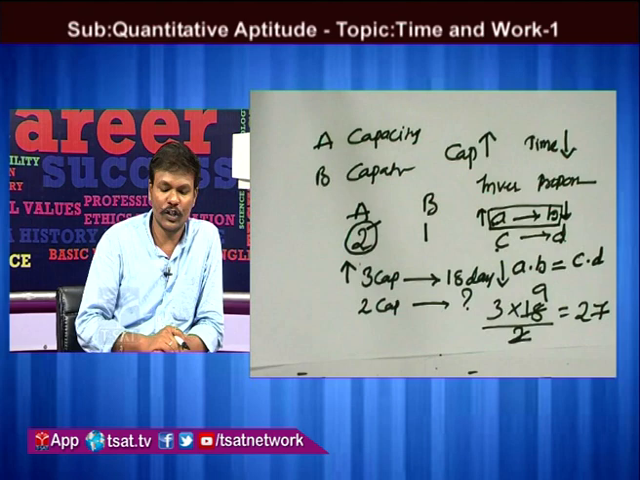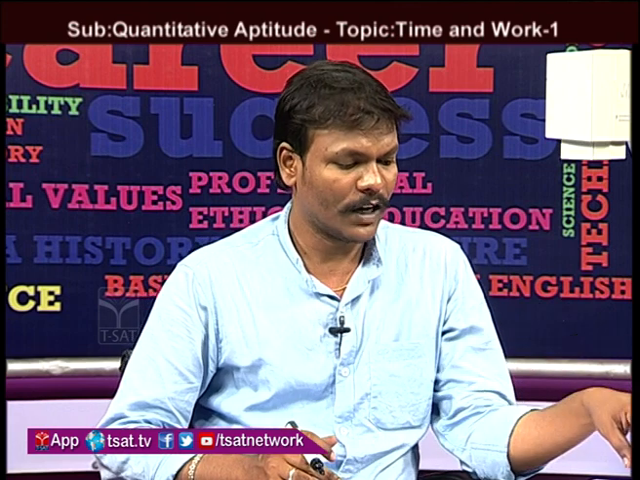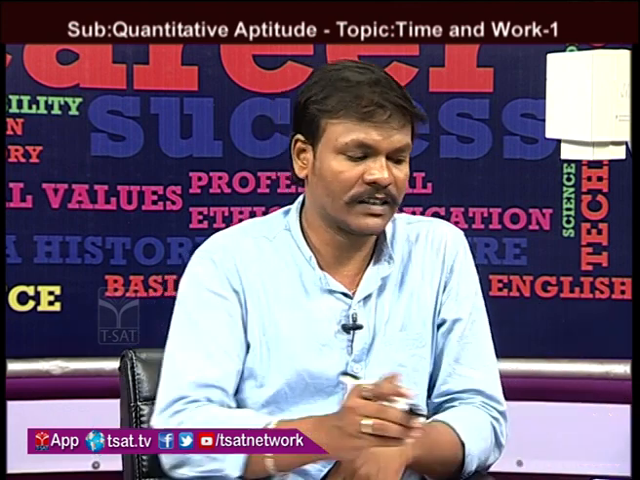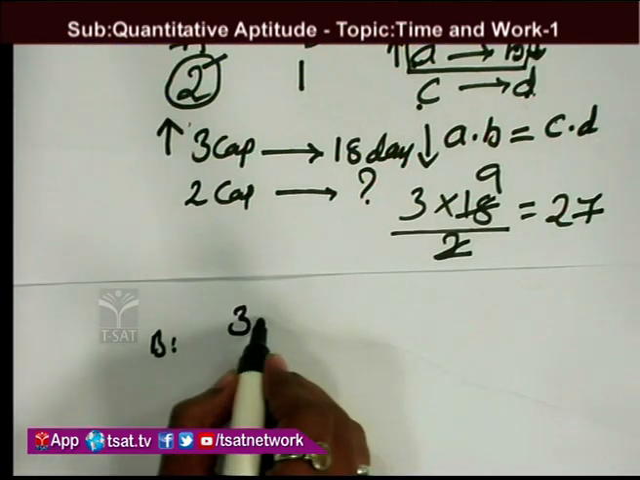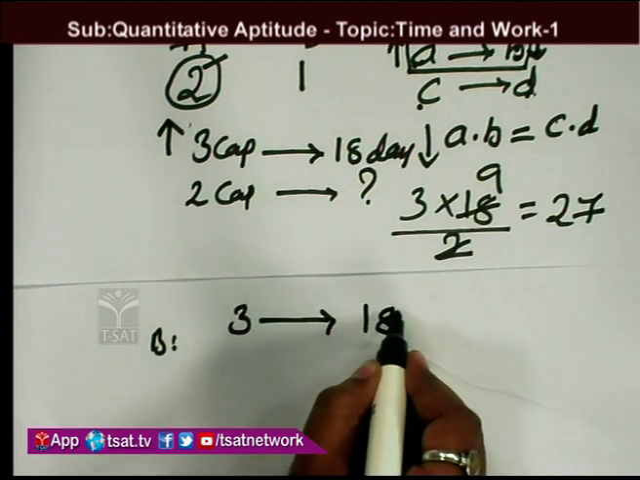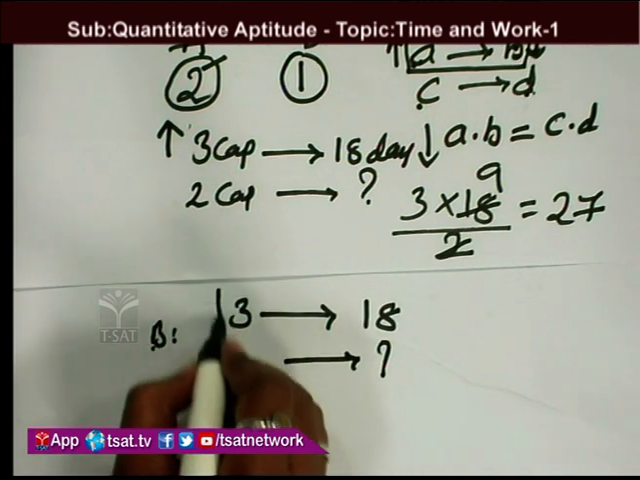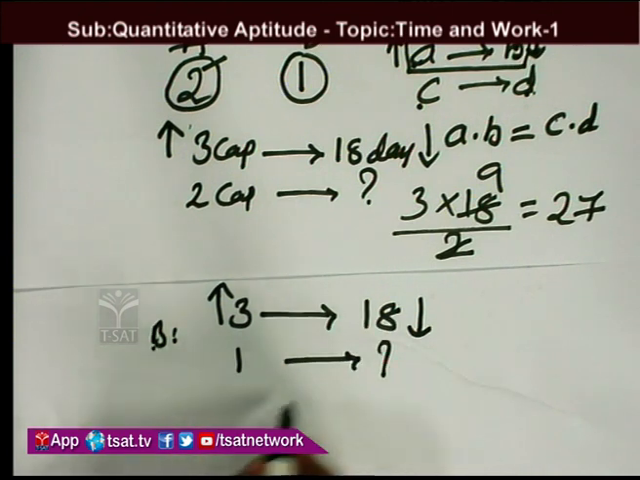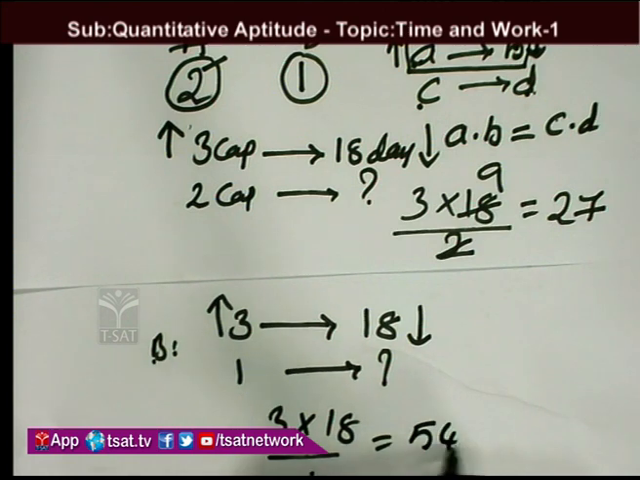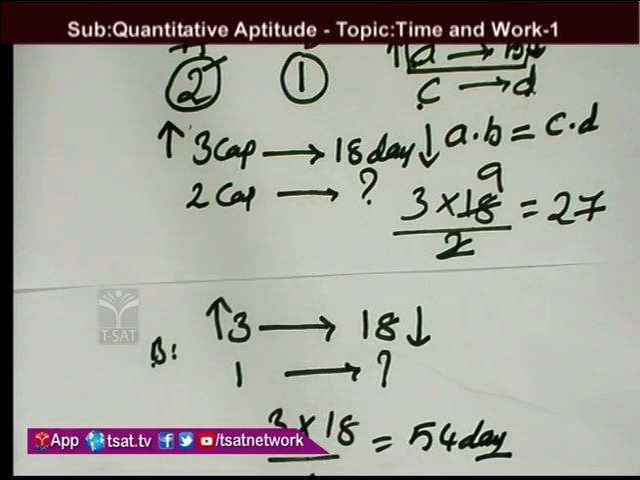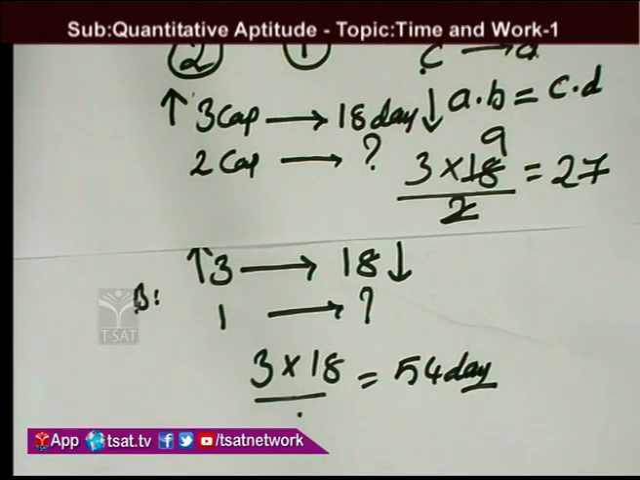If the question is how many days B works alone: both together are 3 capacities for 18 days, and B is only 1 capacity. So for 1 capacity, how many days? As capacity decreases, days increase, so 3 into 18 by 1, 18 threes are 54 days for B. Is it clear? 54 days for B. So this is about the capacities of working.